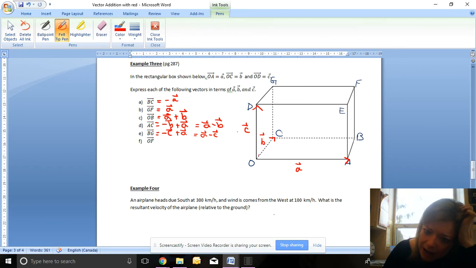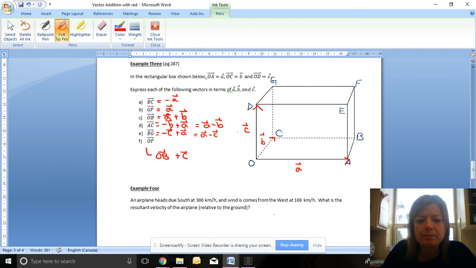Okay, now what about OF? OF goes right through the entire rectangular box. So that would be the addition actually of OB plus C. Okay, so think about this. This would be as if you had OB plus C. But OB can be rewritten as A plus B. So really, OF is A plus B plus C. Okay.